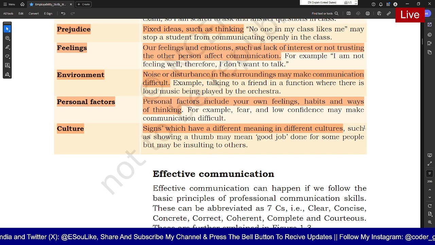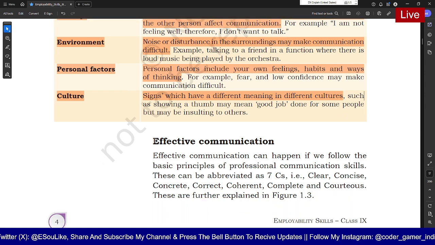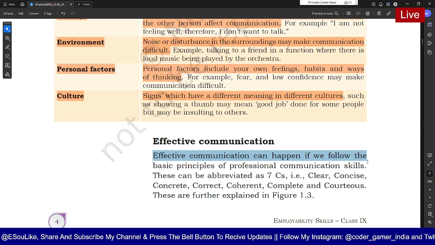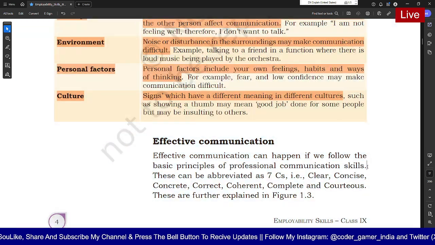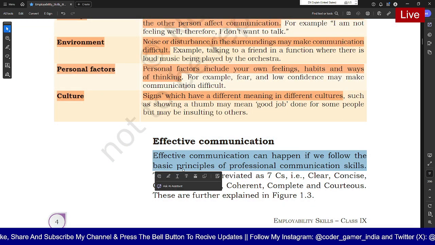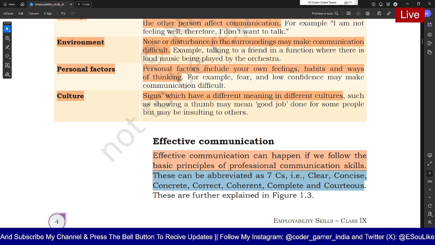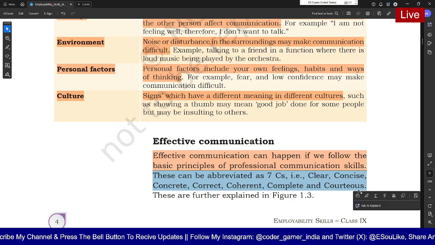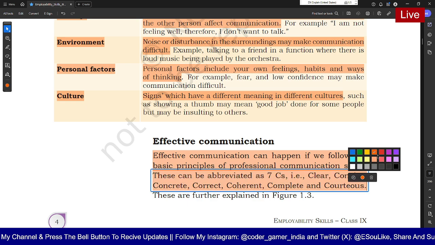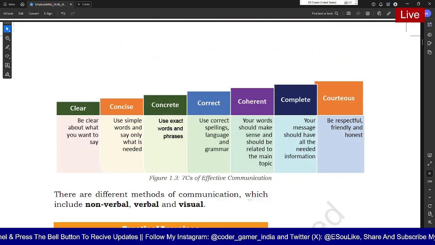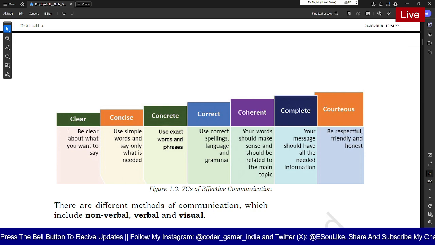So our next topic is effective communication. We communicate effectively if we follow the basic principles of professional communication skills. This can be abbreviated as the 7 C's: clear, concise, concrete, correct, coherent, complete, and courteous.